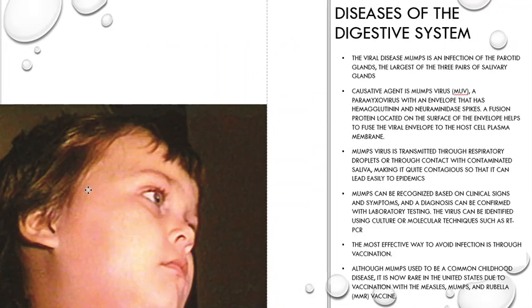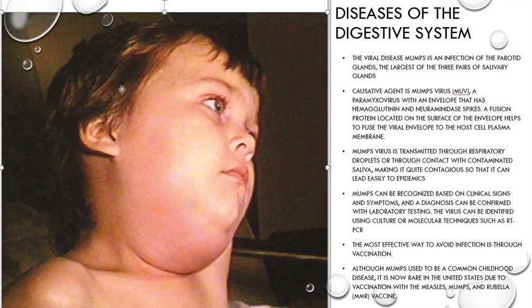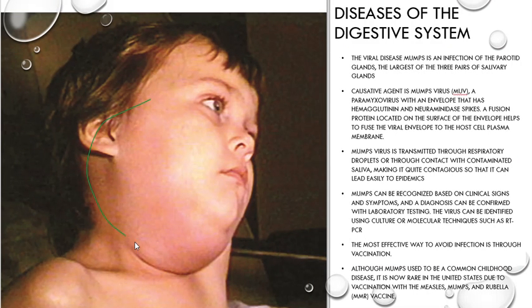And that little sweet baby, whoops, make sure I get my pen. That little sweet baby has got an enlarged, swollen parotid gland. This baby has the mumps. Viral disease. It's a paramyxovirus. It's got H and N, just like the hemagglutinin and neuraminidase spikes, just like the flu.